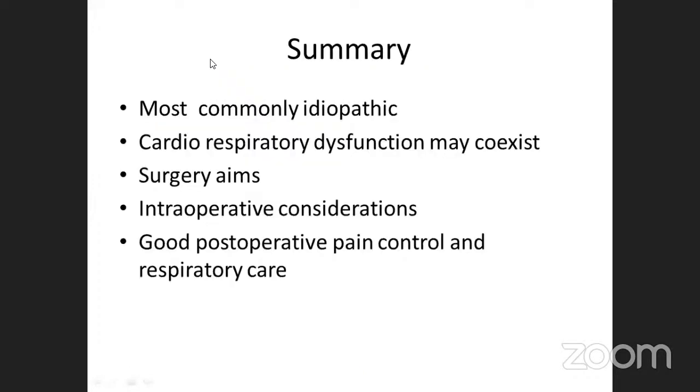Summary. Most commonly, kyphoscoliosis is idiopathic in origin. Cardiorespiratory dysfunction may coexist with scoliosis. Therefore, careful preoperative assessment is required. Surgery aims to correct the curvature, improve posture, and reduce progression of respiratory dysfunction. Intraoperative considerations include prone position, avoiding hypothermia, fluid balance, minimizing blood loss, and monitoring spinal cord integrity. Good post-operative pain control and respiratory care is needed.